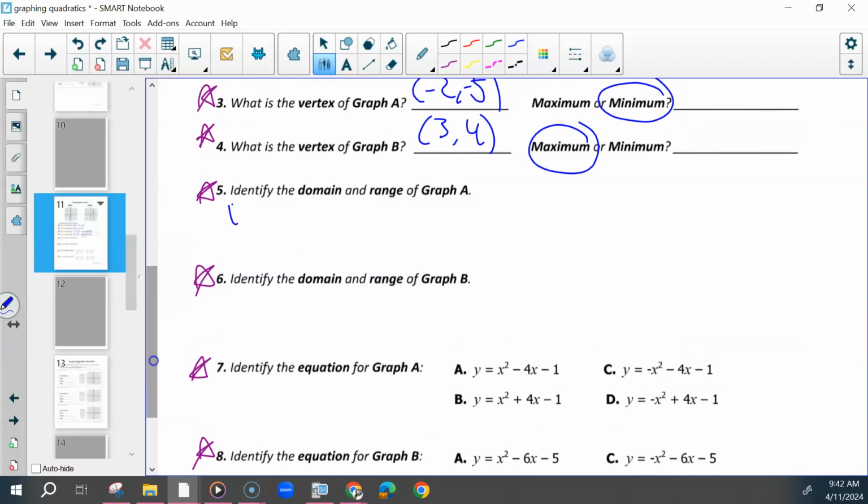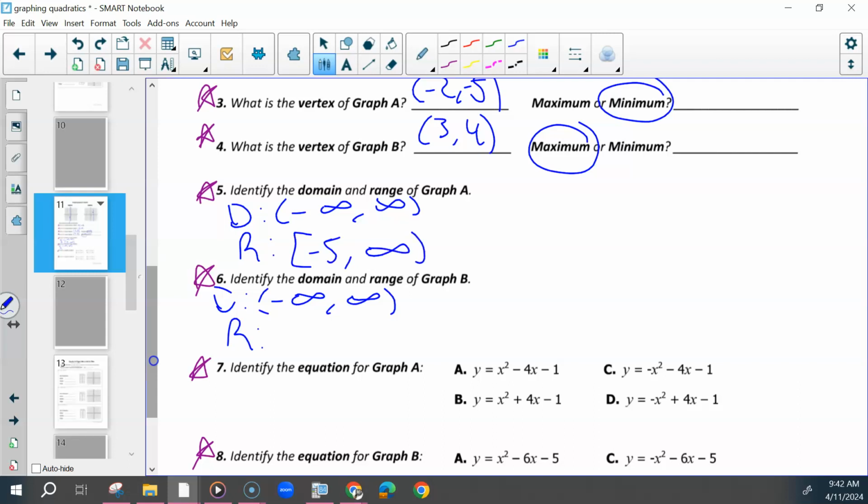And then for 5 and 6, what would the domain of both of these be? Correct. Negative infinity to positive infinity. The range is what's going to be different for both. So for graph A, what's your lowest point? -5. What's your highest point? For graph B, what's your lowest point? Negative infinity. What's your highest point?